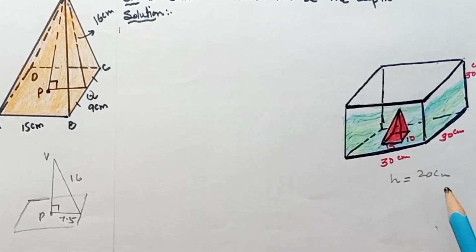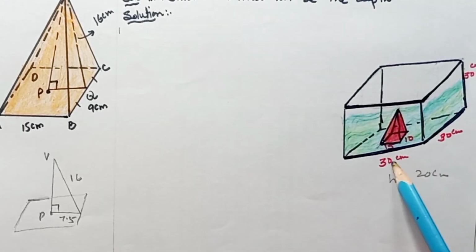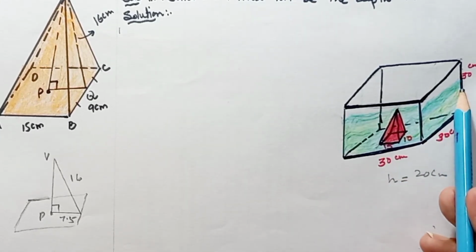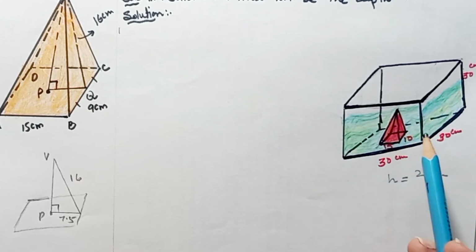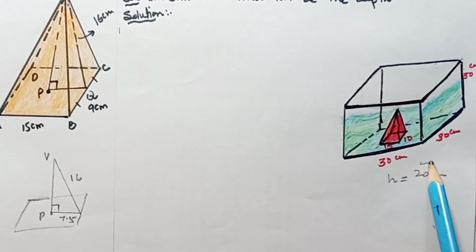Okay, let's try to understand the question. First of all, we have a cubical tank. Cubical tank means that the length, width and height of the tank are the same. Inside this tank, we are placing a pyramid with sides 15 by 10 by 20 centimeter, and then the tank is filled.